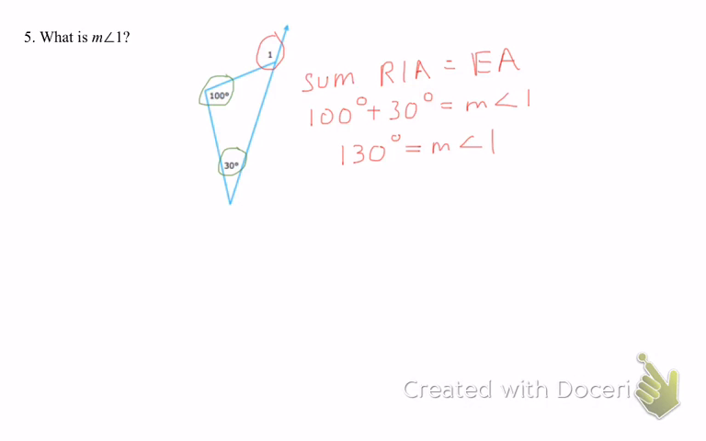Just so that we remember, RIA is remote interior angles, and EA is our exterior angles.